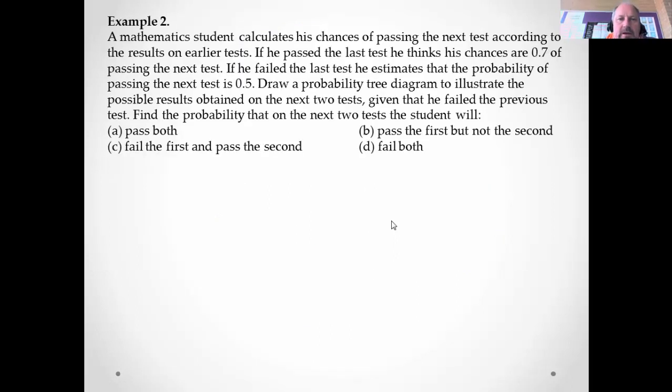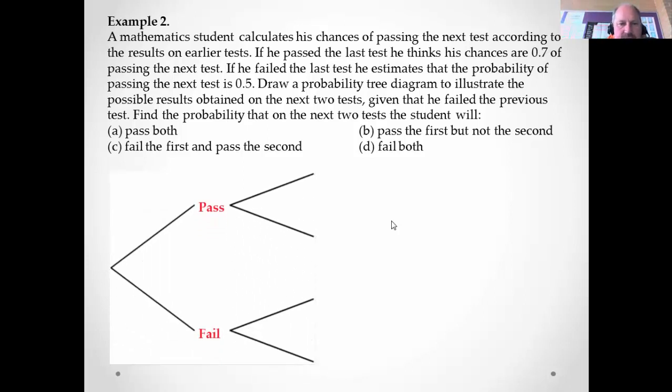In this one here, a mathematics student calculates his chance of passing the next test according to the results on earlier tests. If he passed the last test, he thinks his chances are 0.7 of passing the next test. If he failed the last test, he estimates the probability of passing the next test is 0.5. Draw a probability tree diagram to illustrate the possible results obtained in the next 2 tests, given that he failed the previous test. So we start off, you can pass or fail, pass or fail. Key information is he failed at the start.